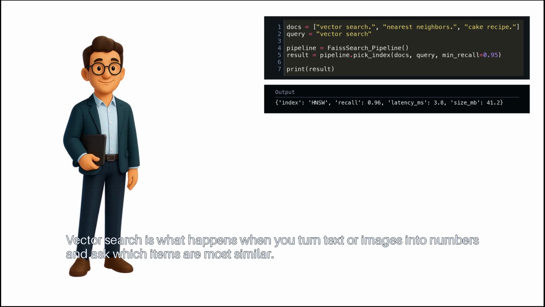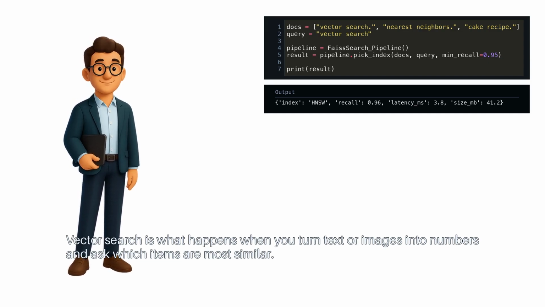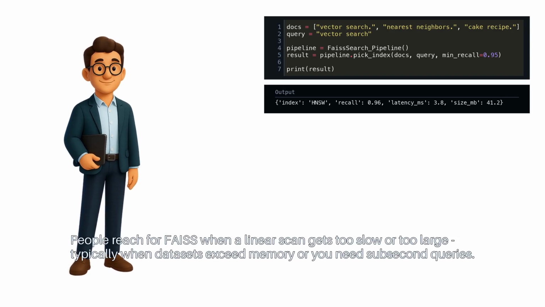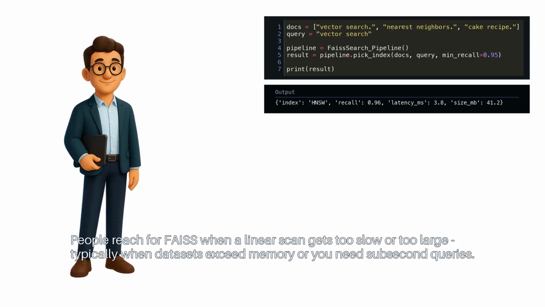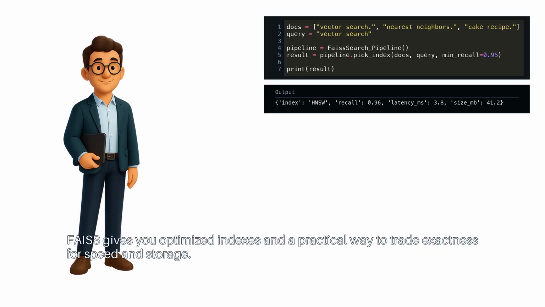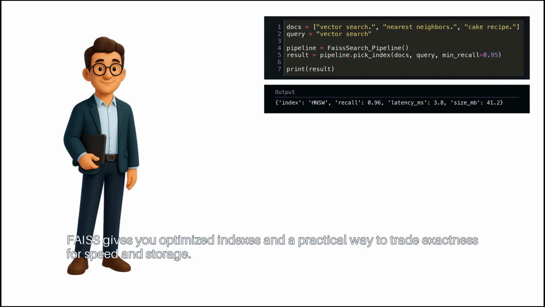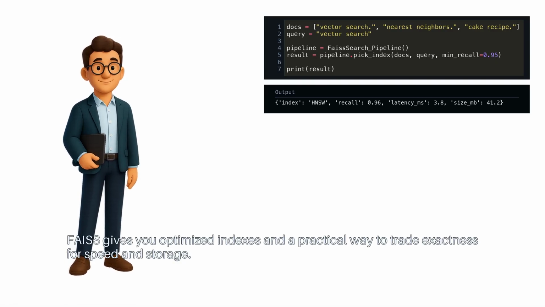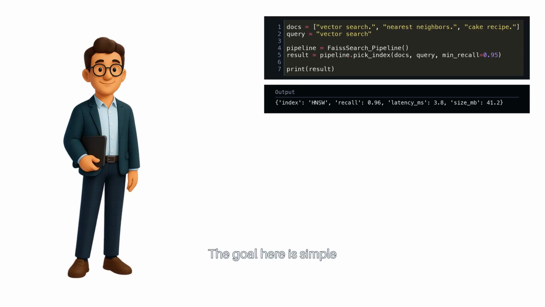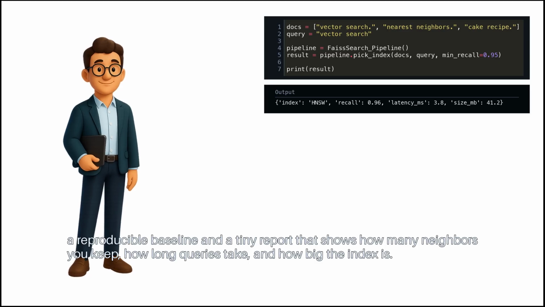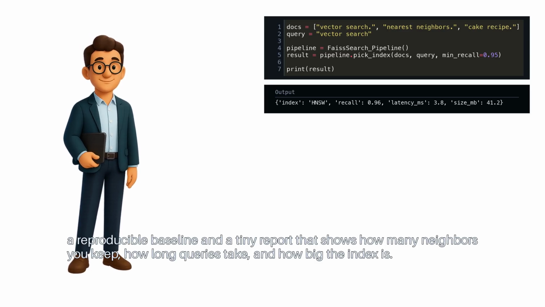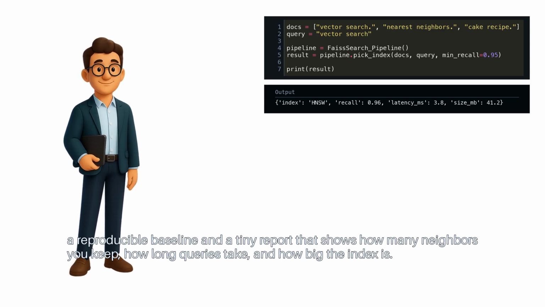Vector search is what happens when you turn text or images into numbers and ask which items are most similar. People reach for FAISS when a linear scan gets too slow or too large, typically when datasets exceed memory or you need sub-second queries. FAISS gives you optimized indexes and a practical way to trade exactness for speed and storage. The goal here is simple: a reproducible baseline and a tiny report that shows how many neighbors you keep, how long queries take, and how big the index is.